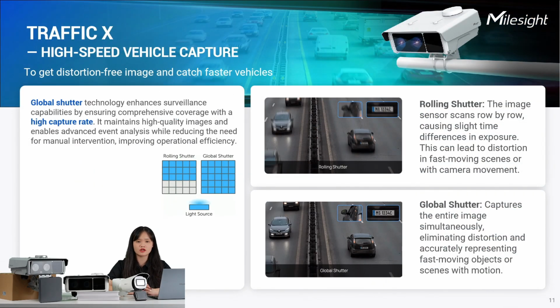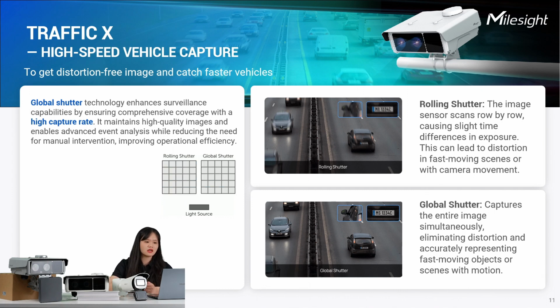We would also like to introduce the global shutter to you. This is actually the major technology that we use to define the difference between the Traffic C series and Traffic X series. No matter whether the Traffic X series is dual-lensed or single-lensed, they are equipped with the global shutter so that they have the ability to capture fast-moving vehicles, which may be a drawback for rolling shutters.